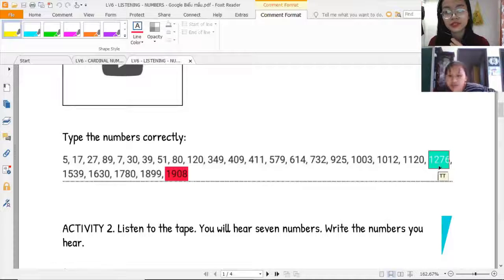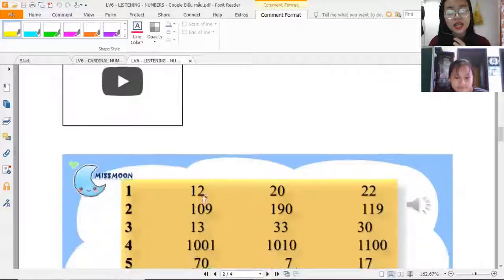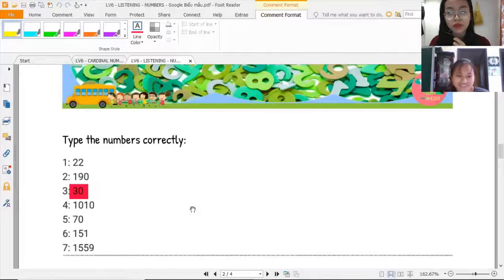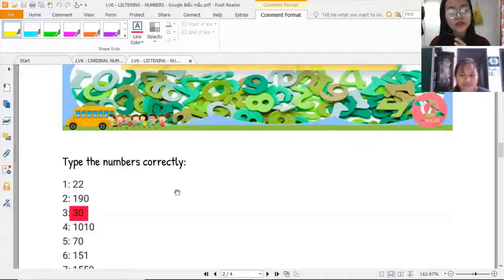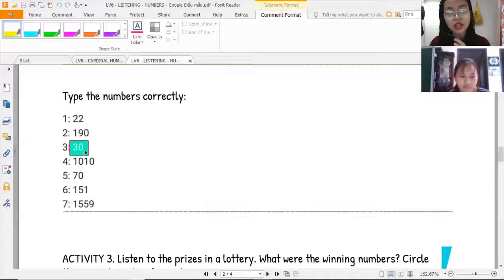1376. Okay, this one is a typing error, right? Because the number two is near number three, so this is a reason, right? And then, okay, one more problem. Okay, this one. Can you see this one? Not 30, not 30. Yeah, 13.